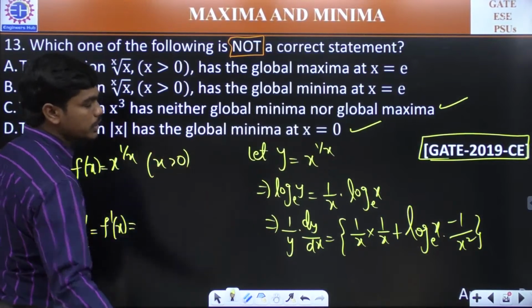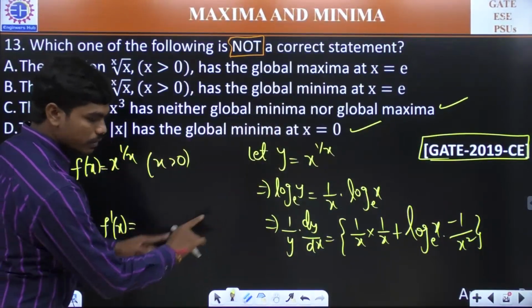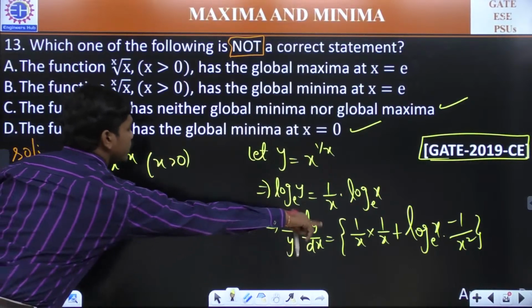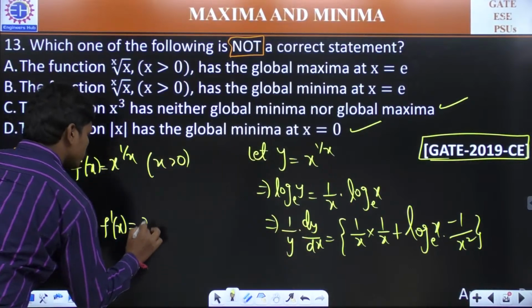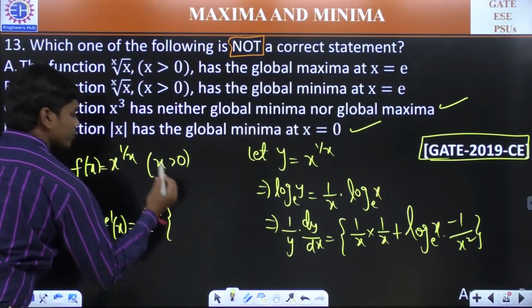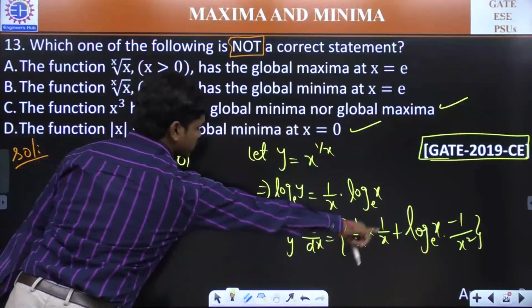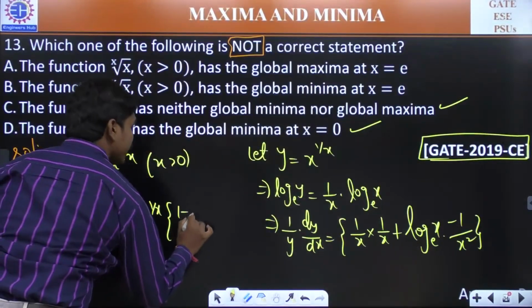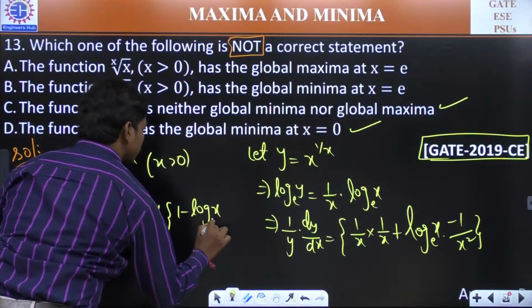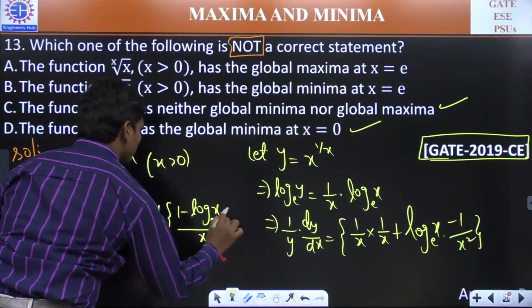see, I just wanted to show you that the stationary point is x is equal to e. That's why I'm going to do this. So y, meaning y is x power 1 by x. So x power 1 by x into, this is 1 by x square minus log x by x square. So 1 minus log x to the base e by x square. This is what you have.